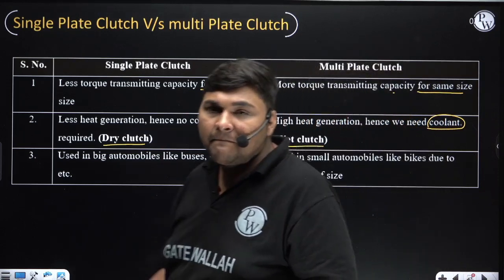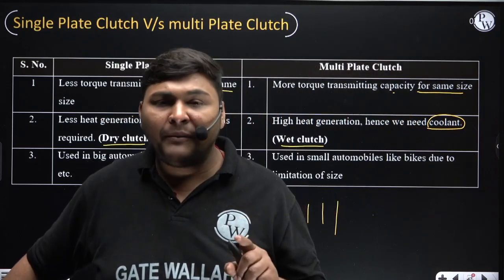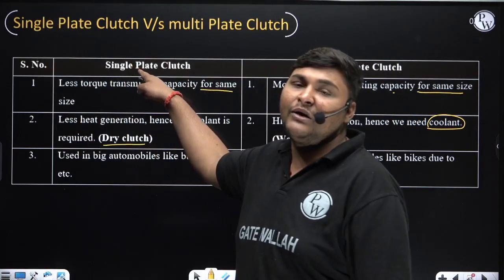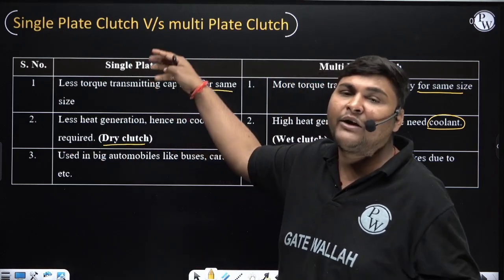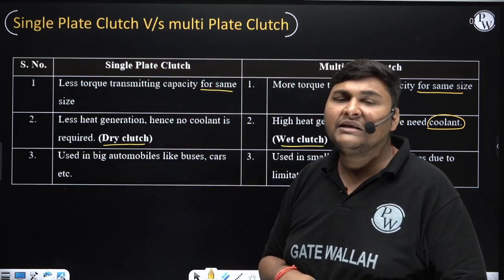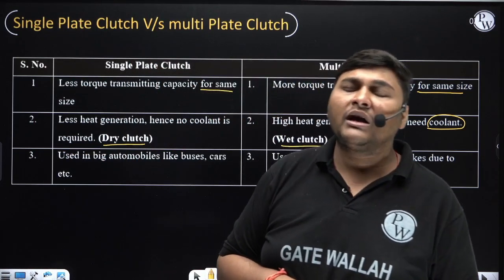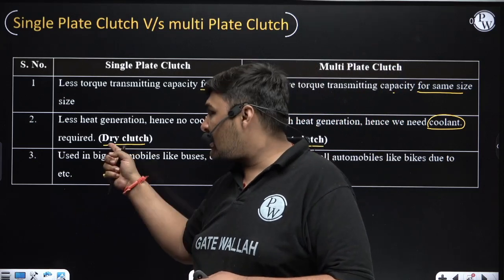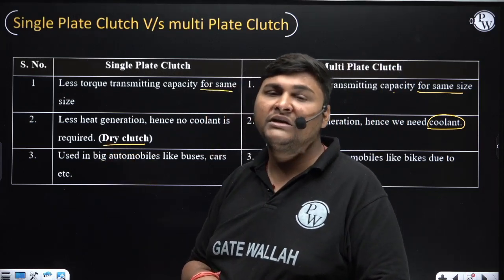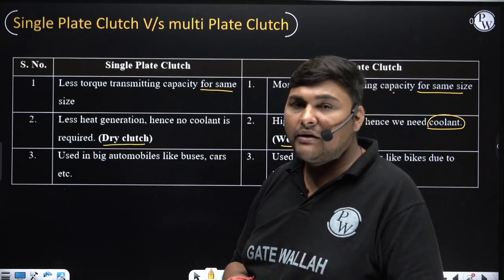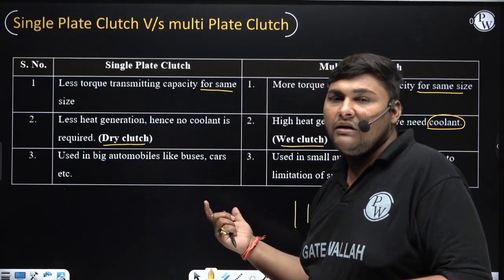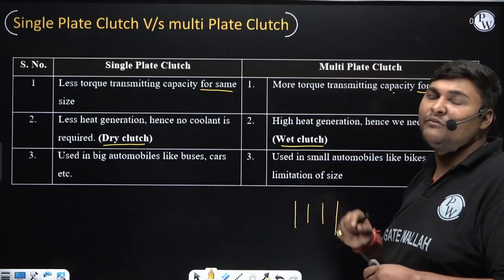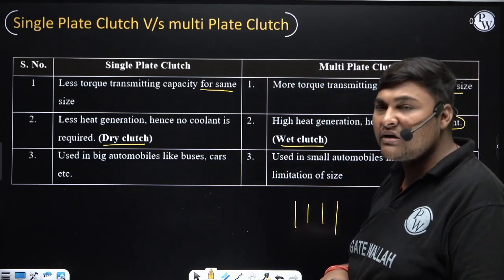Means, can I say, if in any system or any automobile space is not a limitation, because if you use a large size single plate clutch, we can also obtain high torque transmitting capacity. Means, when space is not a concern, in that type of vehicle we can use a single plate clutch, because the plus point here is that coolant is not required. But if space is limited, then we are forced to use a multi plate clutch, because with a single plate clutch we cannot obtain high torque transmitting capacity.